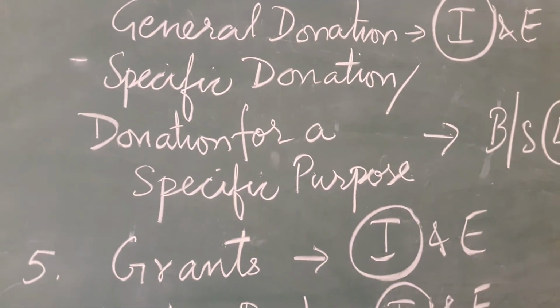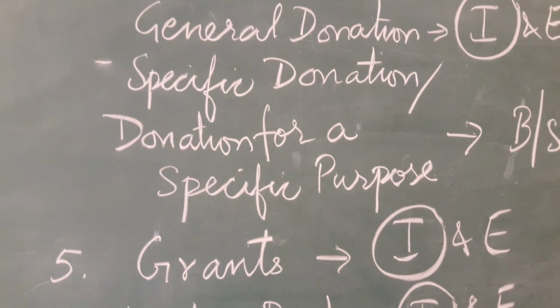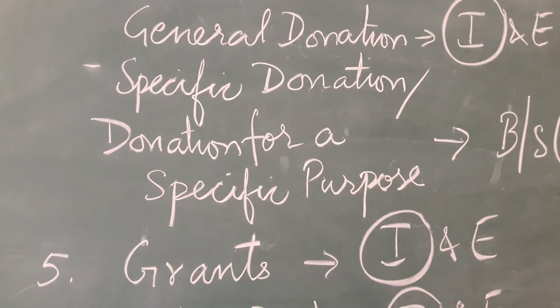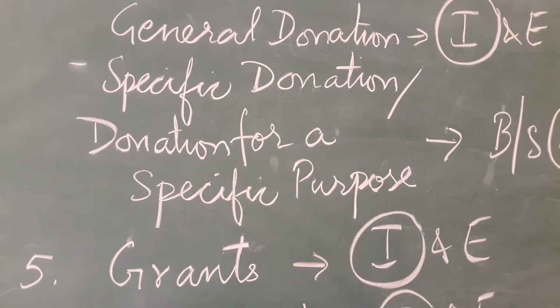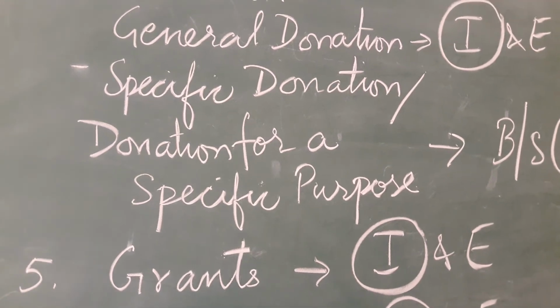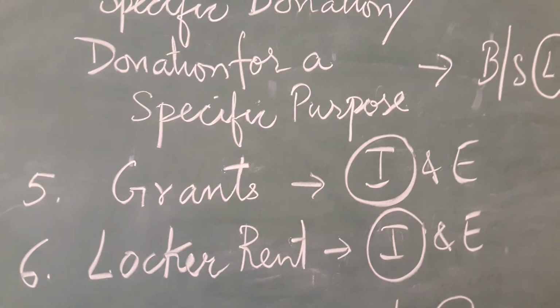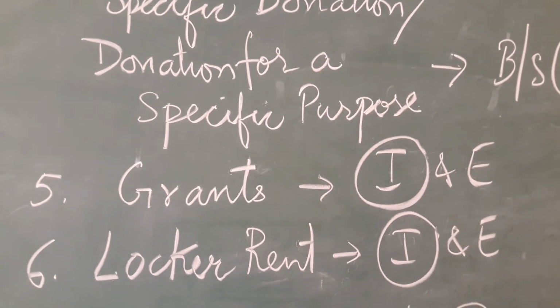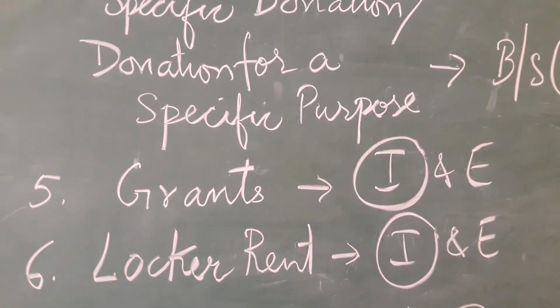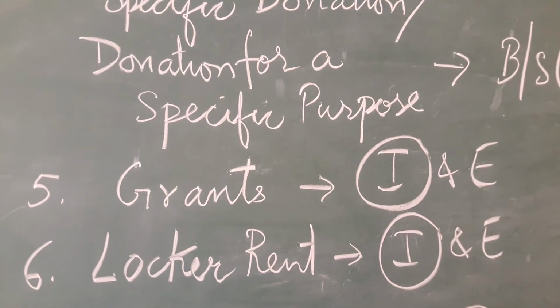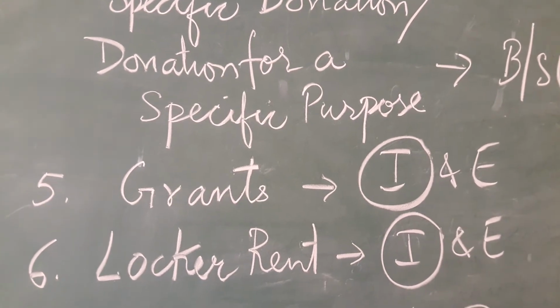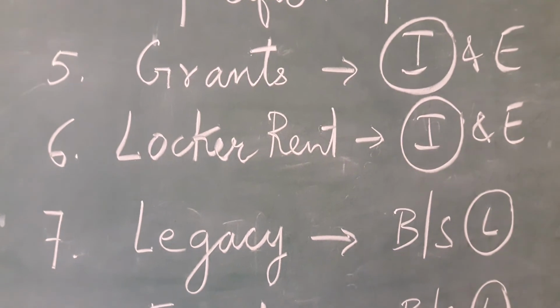We move on to the next one. I have already discussed grants. Remember, these are generally given by government. It is an income for NPO and it will be shown in the income and expenditure account on the income side. Next, locker rent also I have discussed. It is also a recurring income, so it will be shown in the income and expenditure account on the income side.